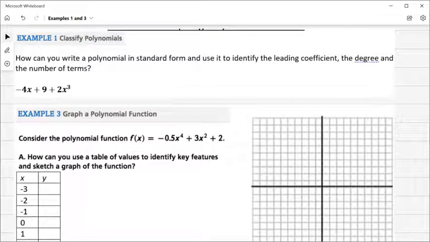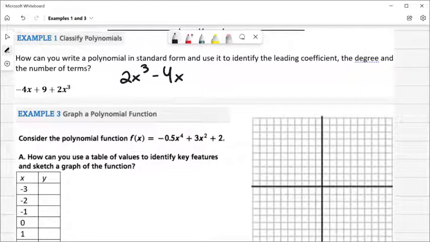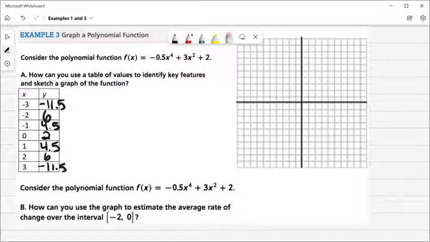In this first example, we're just being asked to rewrite the polynomial in standard form and then identify a few things about the polynomial. So in order for the equation to be in standard form, the exponents would be in decreasing order. So that means that my first term would be the 2x to the third, and then minus 4x and plus 9.